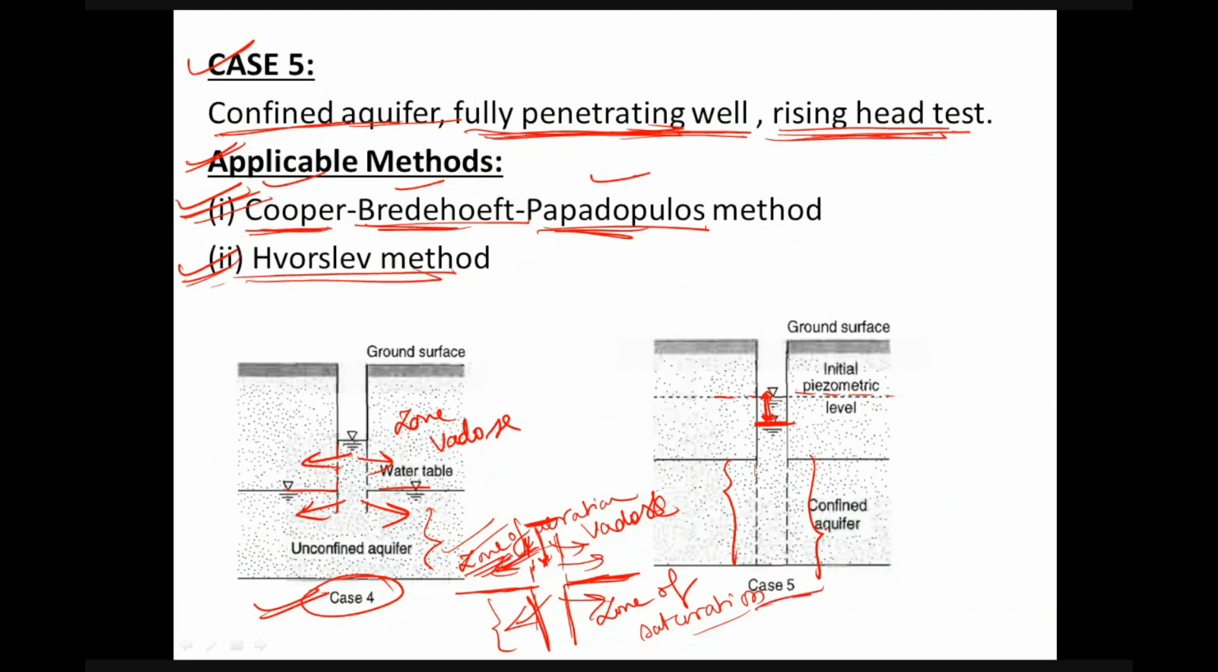This is the case of the confined aquifer, and this is the piezometric level. You can see we have a fully penetrating well running through the entire thickness of this confined aquifer. This is the water level, and to maintain the balance and reach the initial piezometric level, this water level needs to rise. So we are conducting the rising head test in this case, and we have these two methods that we can use.